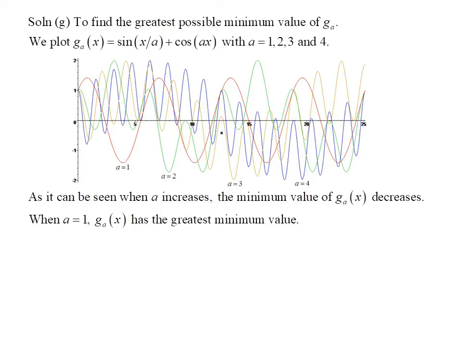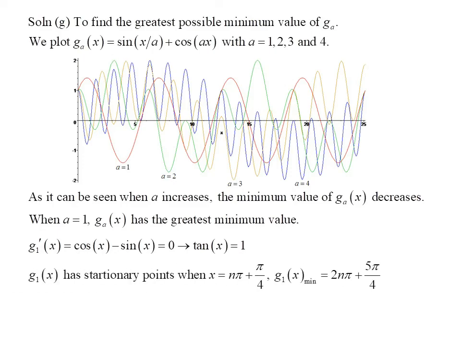Hence, we may roughly conclude that when a equals 1, g sub a of x has its greatest minimum value. To find this value, we set a equals 1 and then differentiate g sub 1 of x with respect to x, which equals cos x minus sine x. After setting it to 0, we obtain that tangent x equals 1. Therefore, when a equals 1, the stationary points of g sub 1 of x are at x equals n pi plus pi over 4, where n is an arbitrary integer.